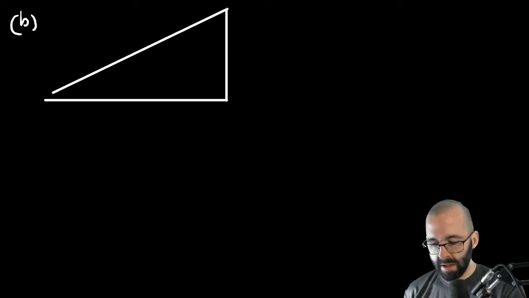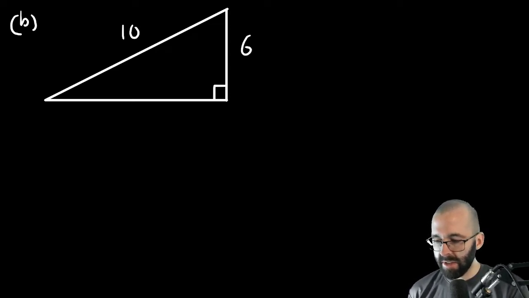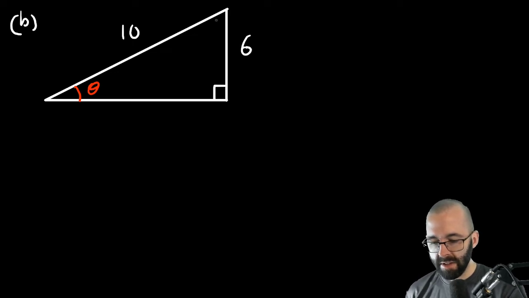Let's do part B. Let's draw a big triangle so I can actually fill in the blanks. Triangle not drawn to scale. Big triangle, and let's say the hypotenuse is 10 and this is 6. Again, let's do the same thing where we call this angle over here theta. Let's call this angle up here phi. We can actually evaluate all these things.